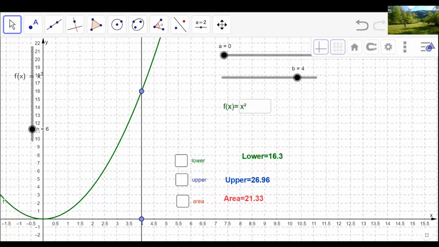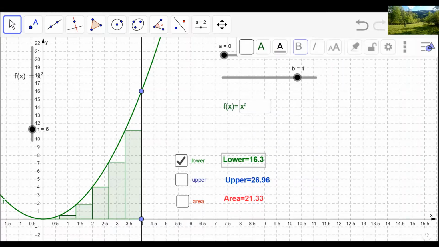But we have two options. You may use lower rectangles, like this one. 1, 2, 3, 4, 5, and in fact, at point 0, we have one more. You cannot see that one. If you look at the total area, it's given here as lower, 16.3. But the original area is, in fact, 21.3. Yes, it's a really good approximation, 16.3, but it is smaller than the original area, not the exact one.